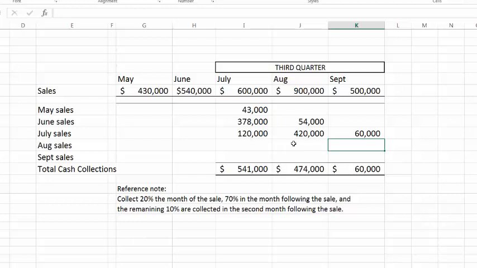In August, I would collect 20% of August sales, right? Okay. In September, I'm going to collect 70% of the August sales. In September, I collect 20% of September's sales.